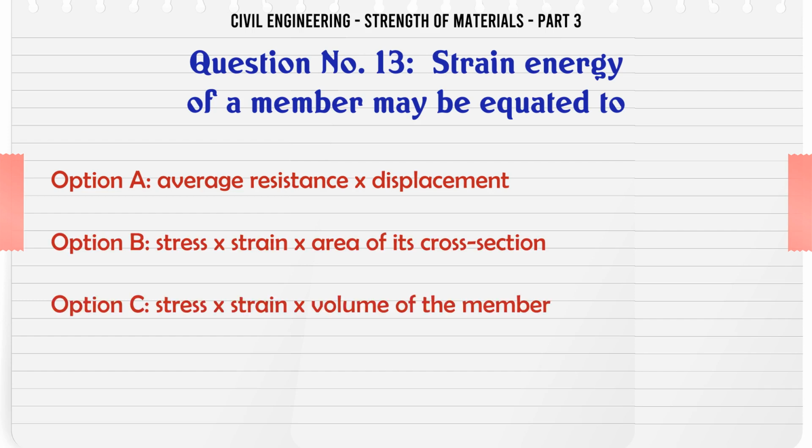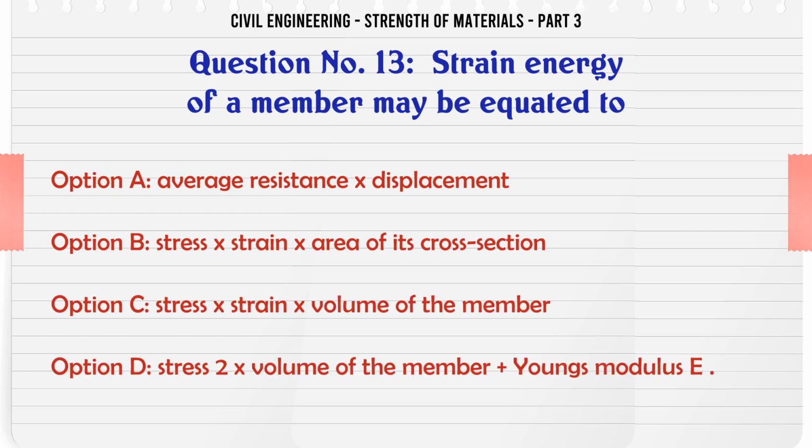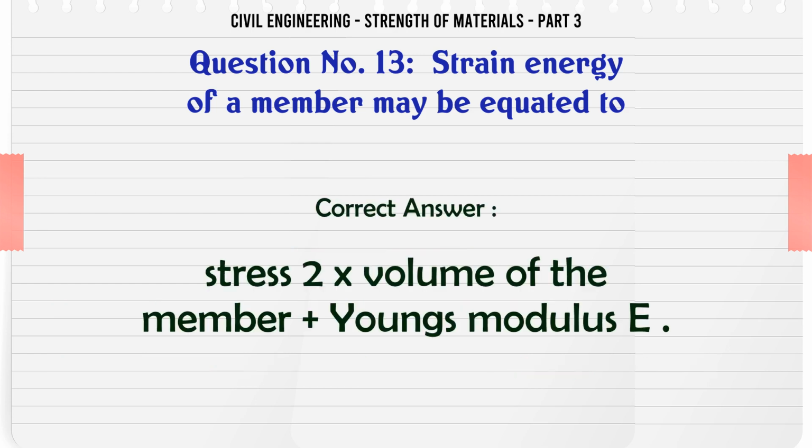Strain energy of a member may be equated to A) average resistance x displacement, B) stress x strain x area of its cross section, C) stress x strain x volume of the member, D) stress squared x volume of the member divided by Young's modulus E. The correct answer is stress squared x volume of the member divided by Young's modulus E.